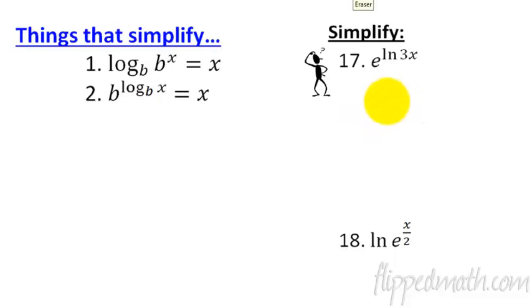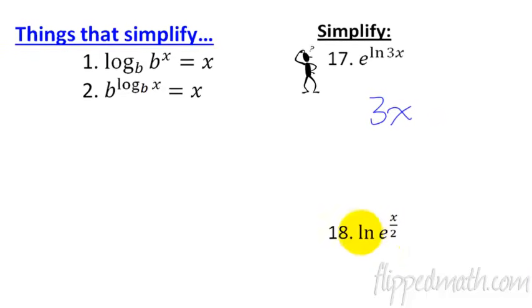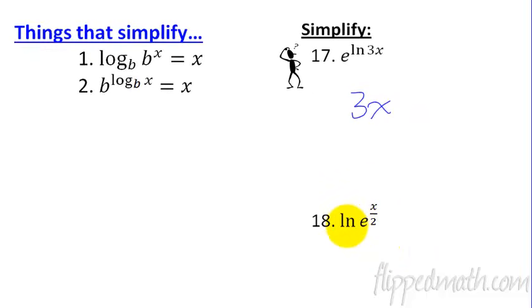Okay, and you should have gotten that this one is 3x, because e and natural log have the same base. And then number 18, again, natural log and e, same base, log base e of e. And so all you would have left is x over 2. We're just simplifying this, okay? It's a variable, so there's nothing to solve. There's no equal sign here, so don't get confused with that. All right, done with that.